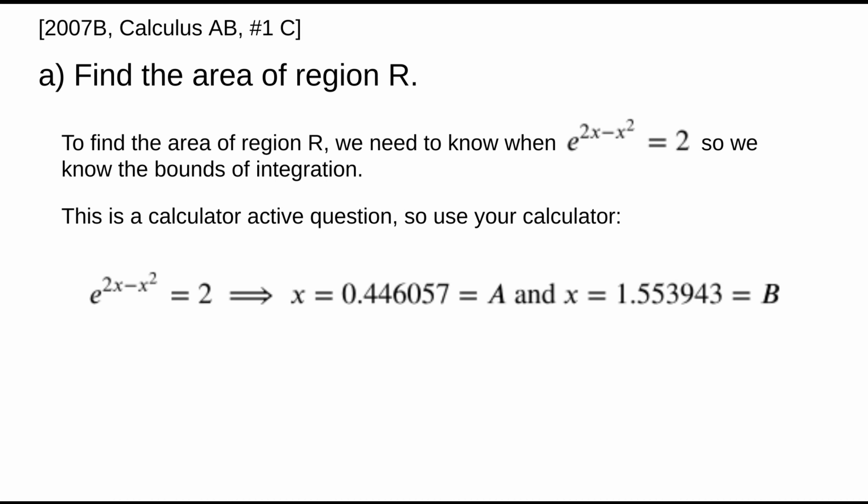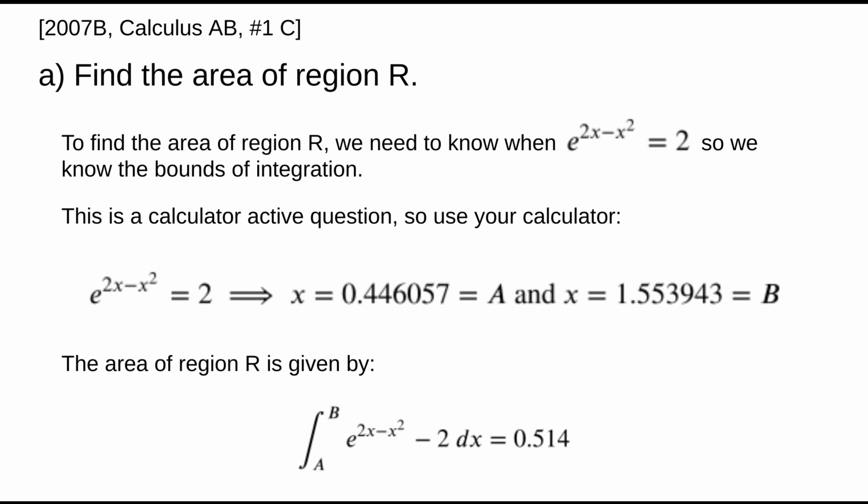Right? Those points of intersection occur at x equals 0.446057, which I'm going to call A, and x equals 1.553943, which I'm going to call B. All right, then the area of region R is given by the integral from A to B of e to the 2x minus x squared minus 2 dx. And since it's a calculator active question, I'm going to let my calculator figure out what that area is. It's 0.514.